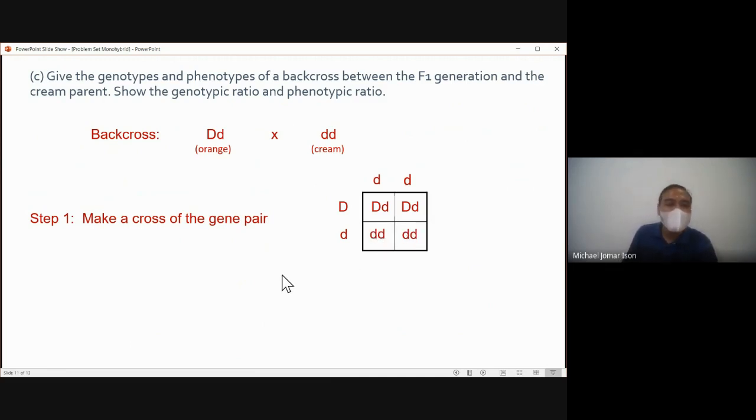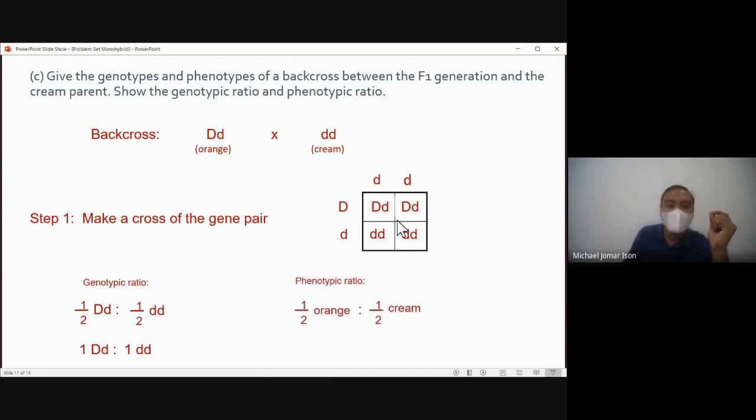Which leads us to a genotypic ratio of, if you can see here, 2 of the big D small d's, 2 of the small d small d. So it is 1/2 of big D small d is to 1/2 of small d small d. So half of the progenies are heterozygote, half of the progenies are homozygote recessive, and reducing that, it becomes 1 big D small d is to 1 small d small d. So it's a 1 is to 1 ratio. In terms of the phenotypic ratio, you have 1/2 orange and 1/2 cream, and this will also reduce into 1 orange is to 1 cream, a 1 is to 1 ratio. And that will answer letter C.